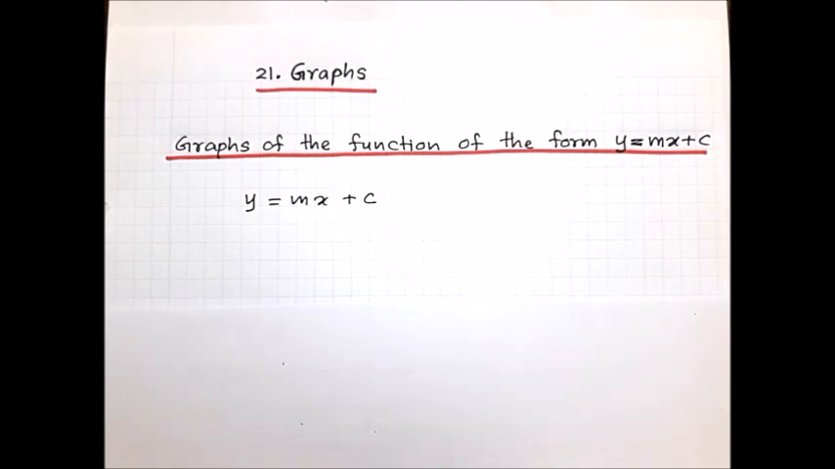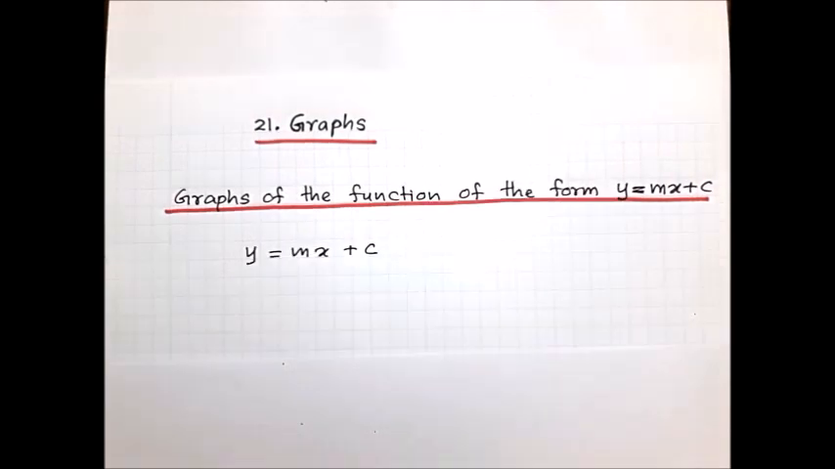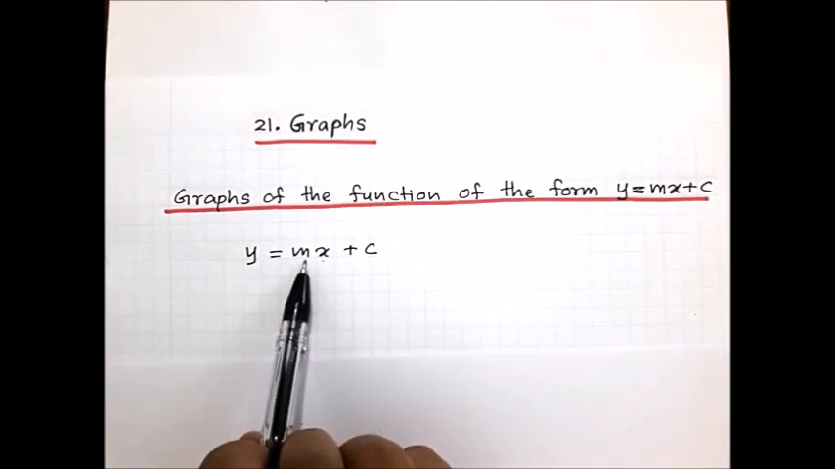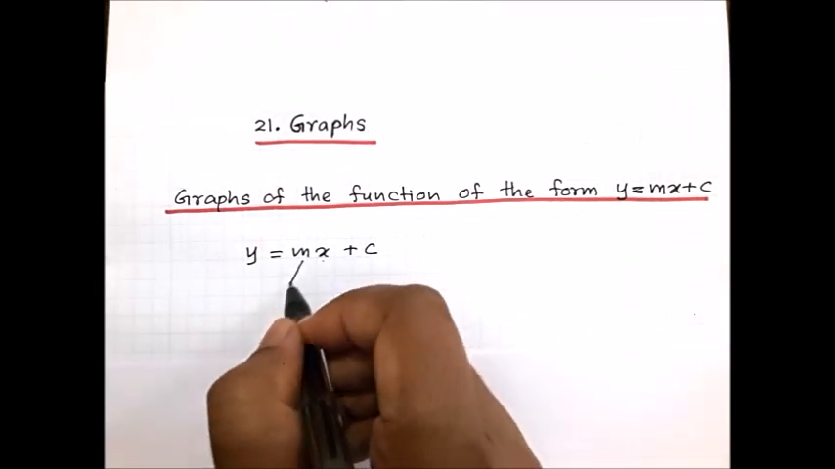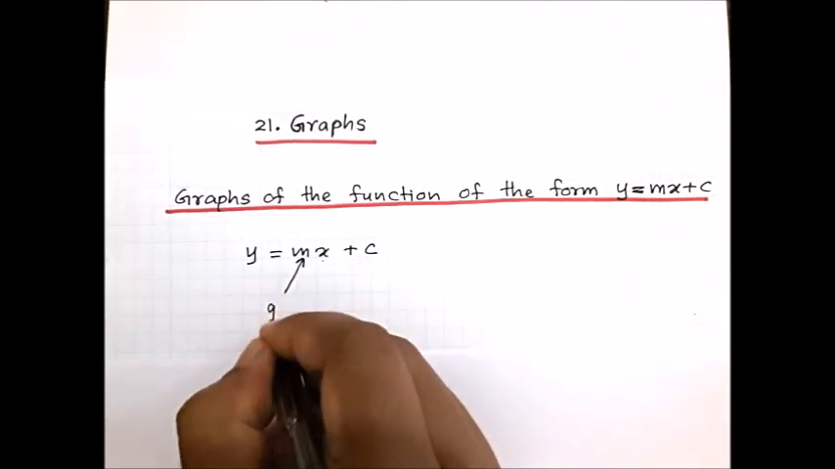Hello students, today I am going to teach you the 21st lesson in your textbook, that is graphs. In this lesson, first you have to learn the graphs of type y equals mx plus c. You have learned this in grade 9 also. The coefficient of x, the symbol is m, we call gradient. This is the gradient of the graph.